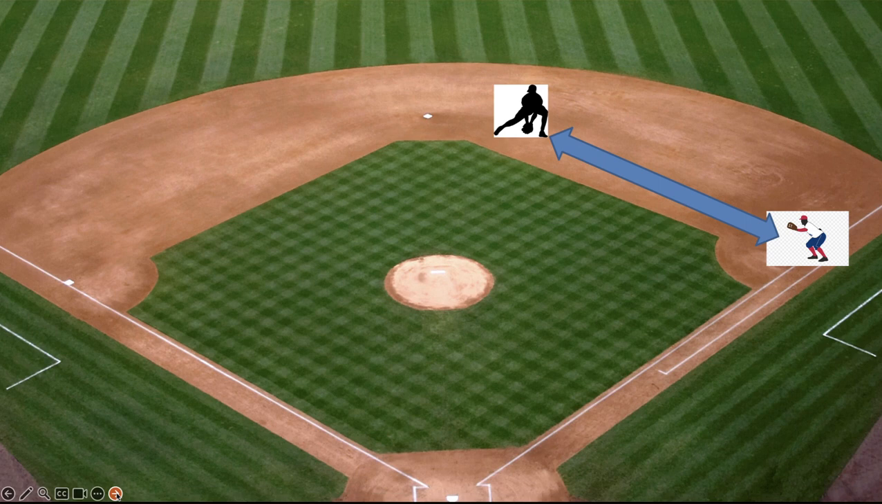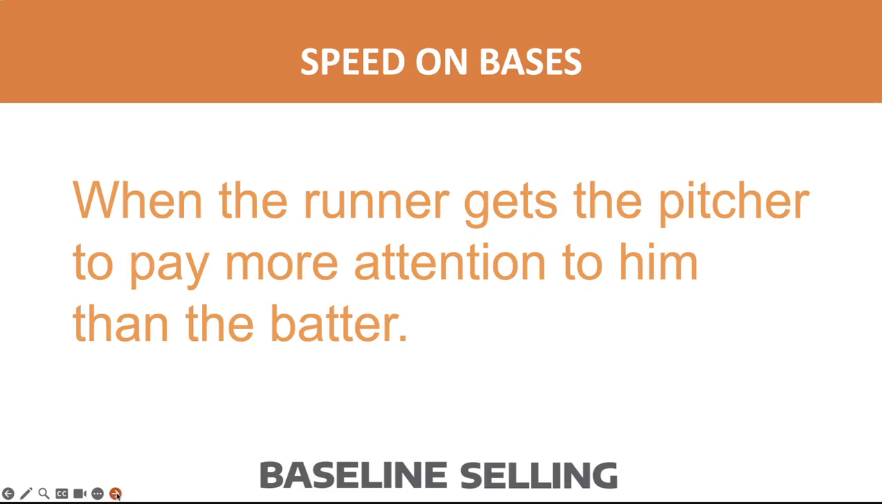That opens up this huge gap between first and second base. So a hitter with good bat control, which is the hitter they usually place in the lineup right behind the speedy hitter, can just punch the ball through between first and second base, and our speedy base runner gets at least to third base and might even be able to score on that play. So when the runner gets the pitcher to pay more attention to him than the batter, we have speed on the bases. That's SOB quality.